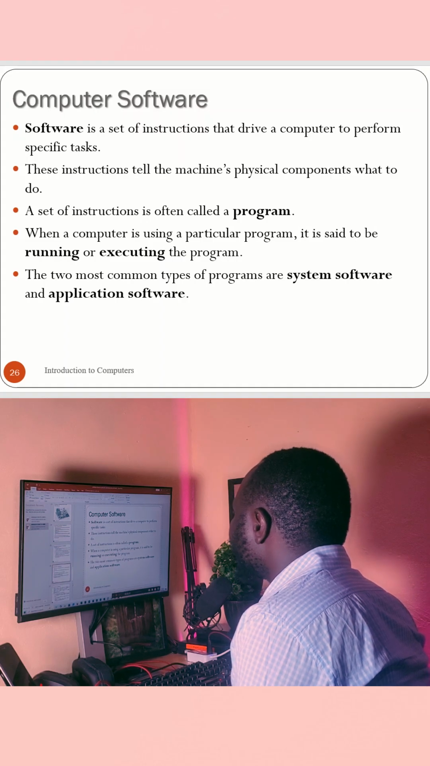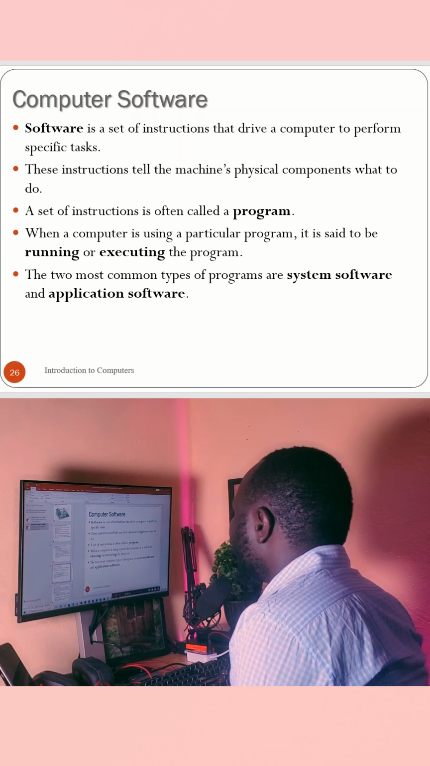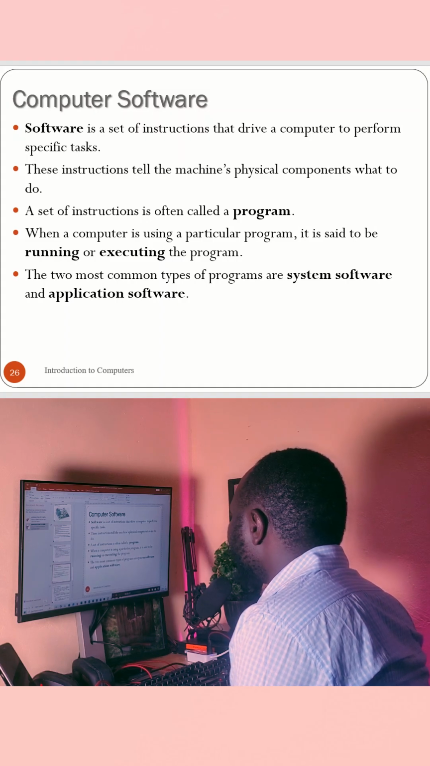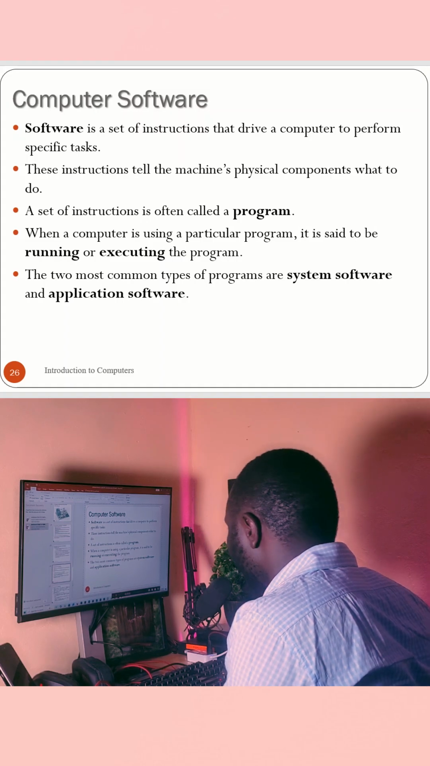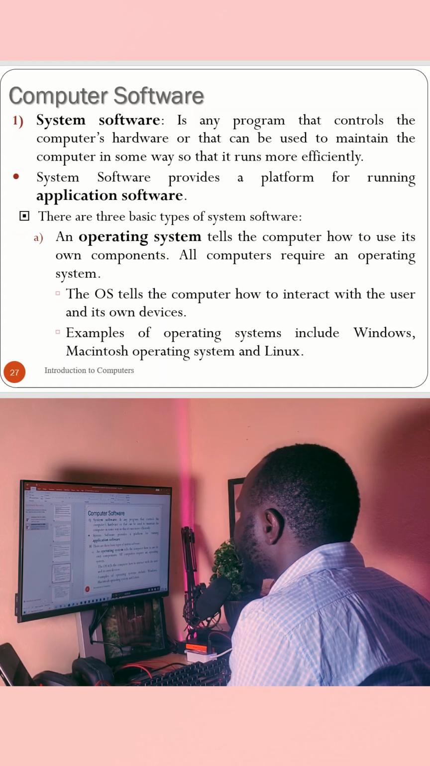And drivers are just software. And what is software? Sets of instructions. When a computer is using a particular program, it is said to be running or executing the program. The two most common types of programs are system software and application software. We're going to look at this in detail in the next slide.